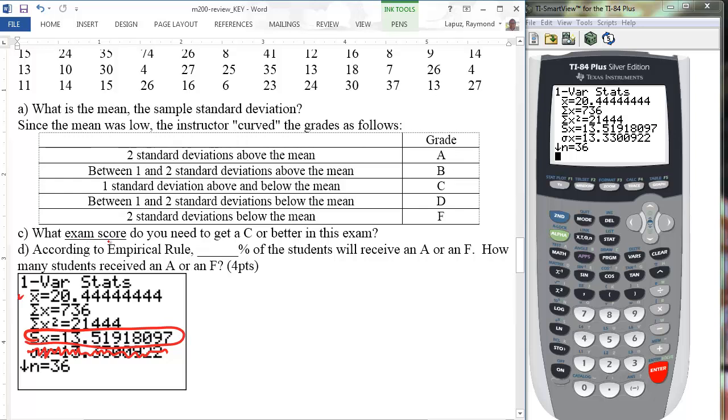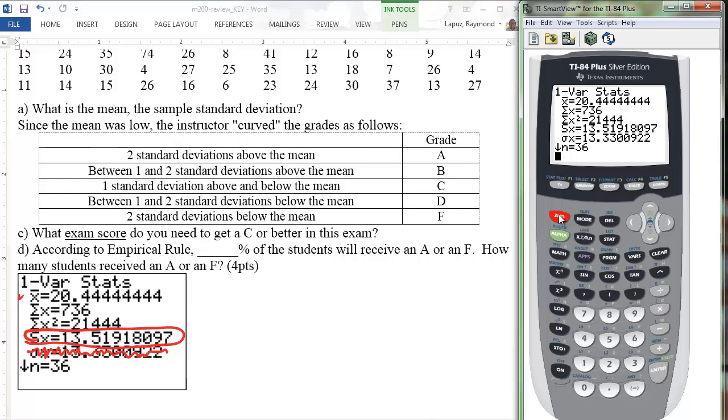So the next question, what exam score do you need to get a C or higher? A C or higher is 2 standard deviations. What I'd like to do is, let's see, let's clear out this calculator. I want to see a breakdown of this and identify what it means to be 2 standard deviations above the mean and 3 standard deviations above the mean, etc.